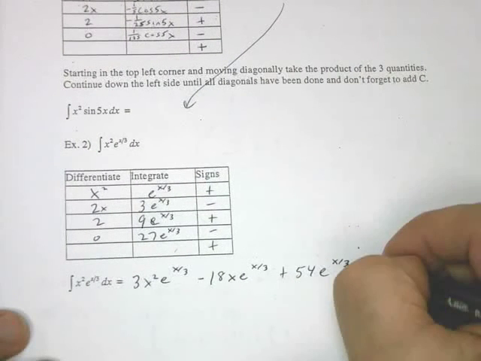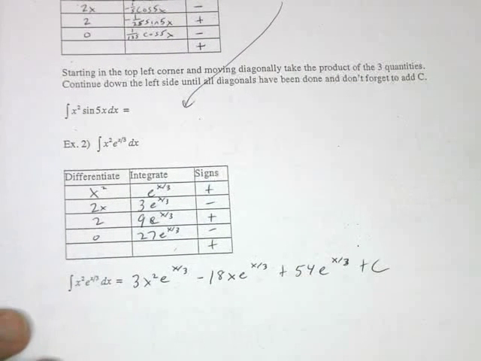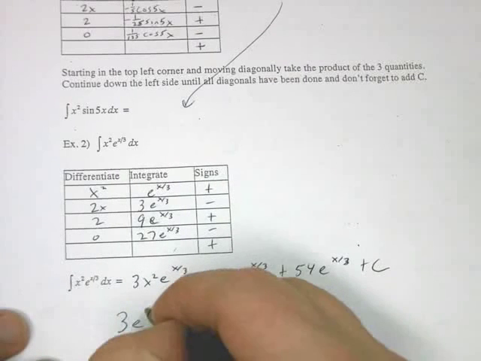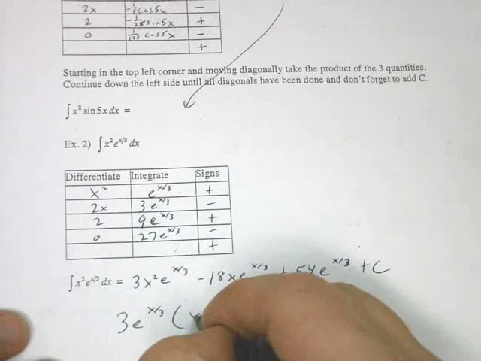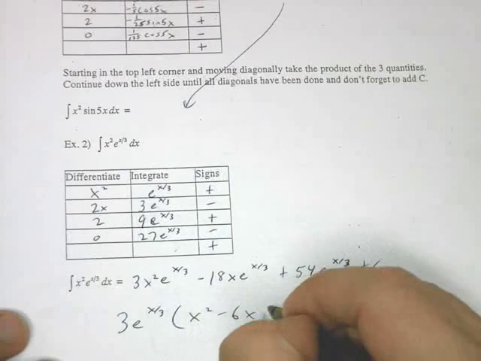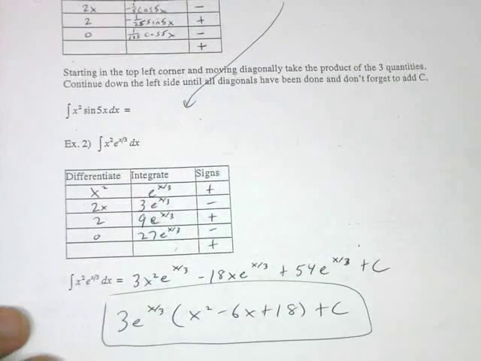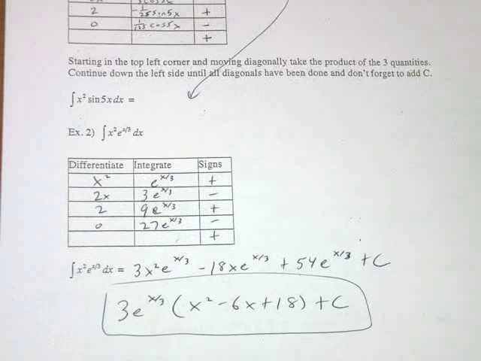All right, don't forget plus c. And then the last thing I might do, since they all have an e to the x over 3, I'd probably factor that out. I can also take out a 3. And we have x squared minus 6x plus 18, plus c. As easy as that, that one is integrated.